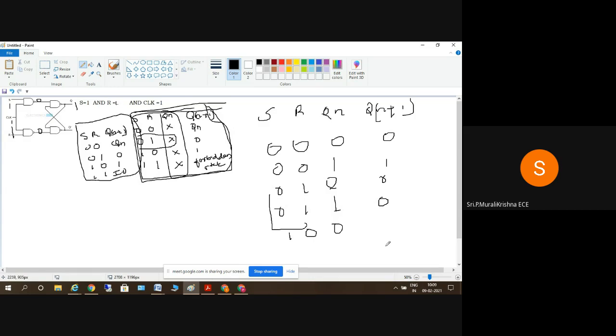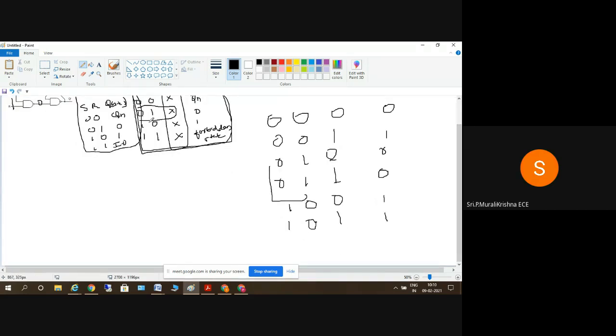What is the output? 1, sir. So 1 0 1, the output is 1. It's a 1 because Q of n is a don't care. So whether the value of Q of n is 0 or 1, we'll get the value 1 only, one output only.